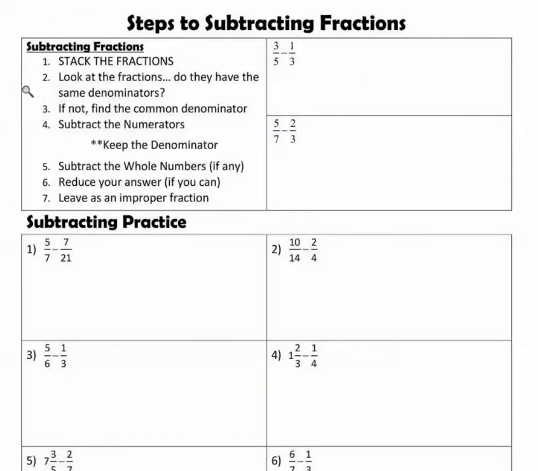Steps to subtracting fractions are as follows. Stack the fractions. Look at the fractions. Do they have the same denominators? If not, get a common denominator. Subtract the numerators, keep the denominator. Subtract any whole numbers, if any. Reduce your answer if you're able, and leave an improper fraction.